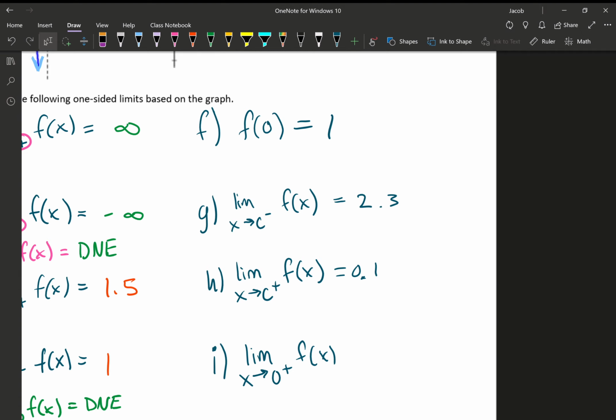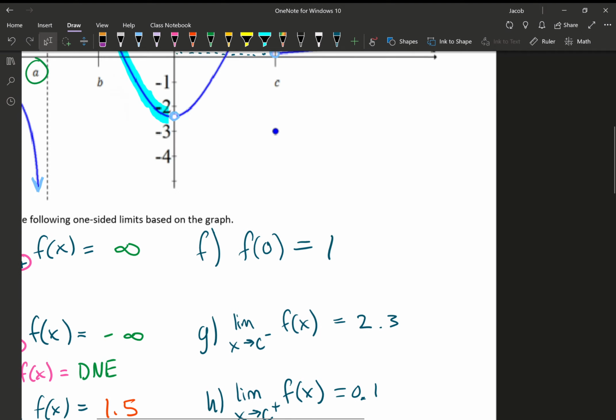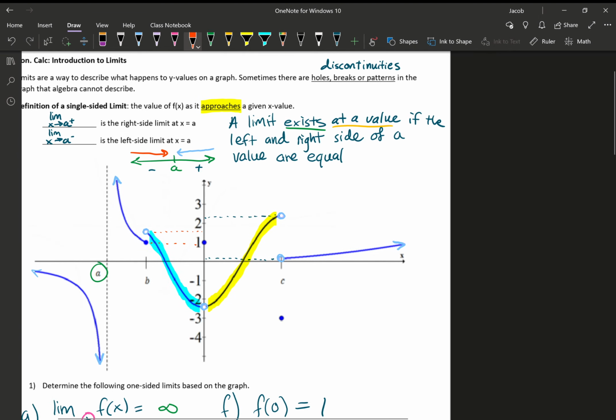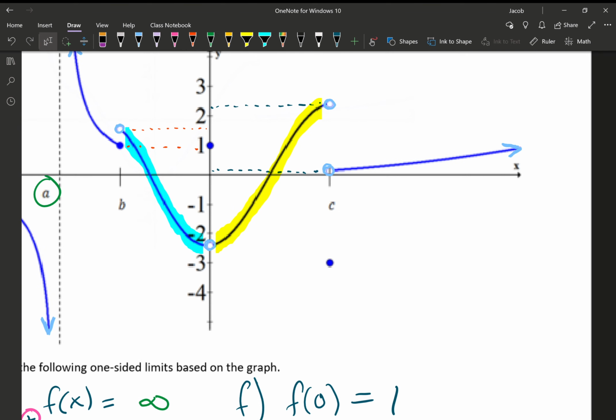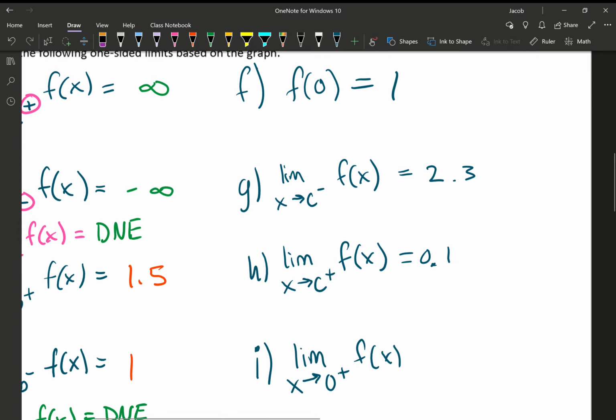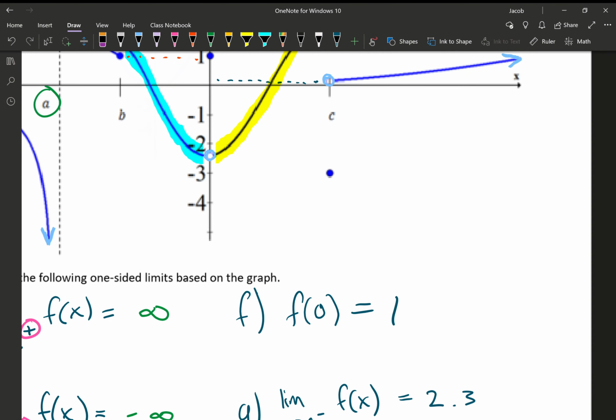And lastly, for this example, what's happening on the right side of 0? The right side of 0 is this graph. So this point up here does not matter. It is not a part of the right side, because remember, we're using this language approaches. So what's happening as we approach x equals 0? X equals 0 is right here, so that translates to this y value. So we would respond to this question with the y value, negative 2.5.